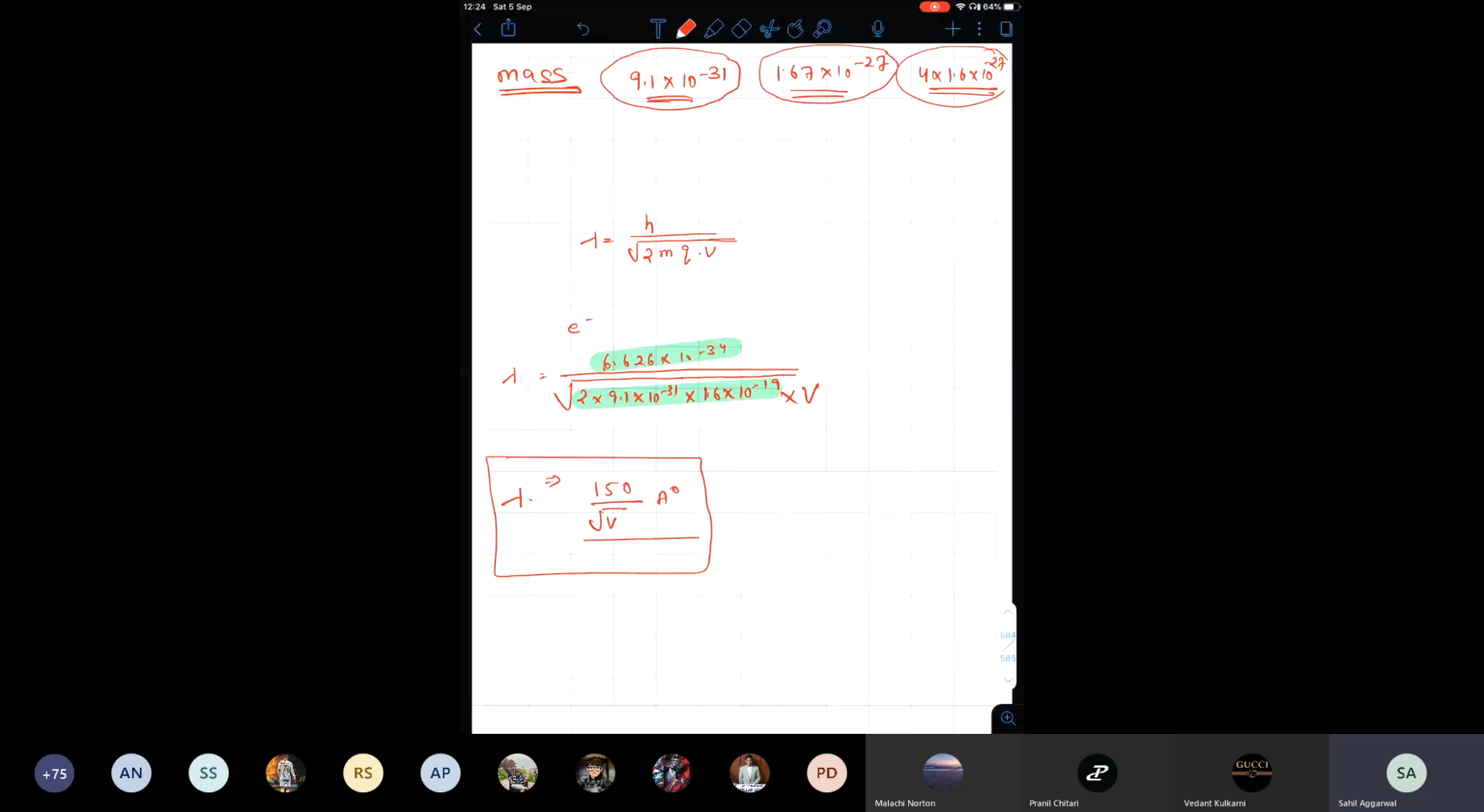Sir, can you please explain the second step? I simply kept the values of h, e, mass, and 2. Then I have solved all these things and at last I got this 150. So you do not need to solve it all the time. You can simply remember this formula for electron.